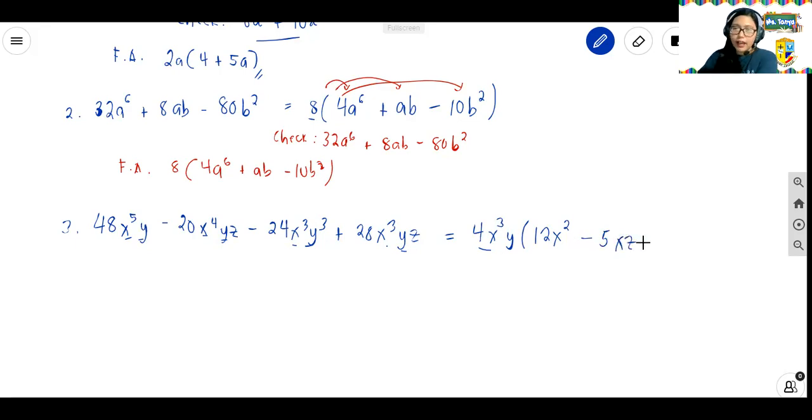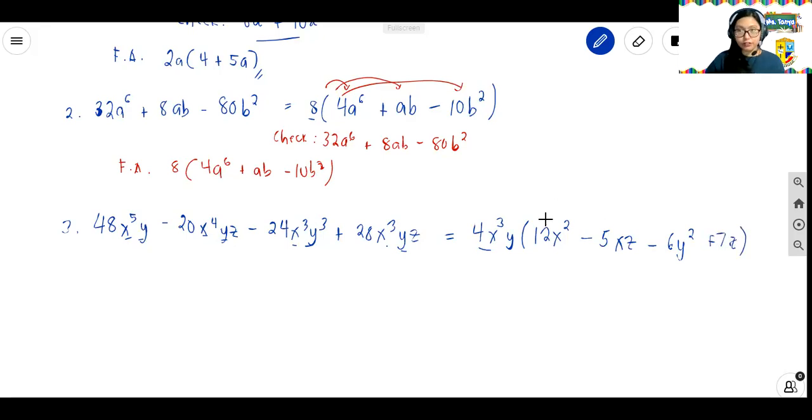And then we will have negative 24x cubed y cubed divided by 4x cubed y. It will give us negative 6y squared. And for the last term, it's 28x cubed yz divided by 4x cubed y. It will give us plus 7z.